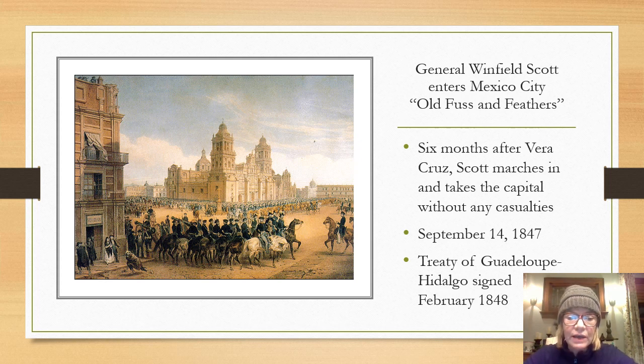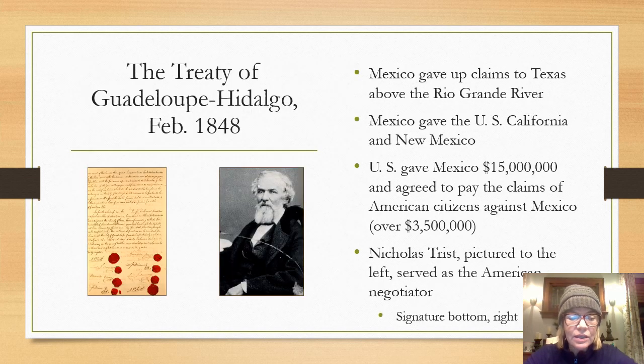So 6 months after Veracruz, he marches and takes the capital, and this was September 14th, 1847, and what they do is they force the Mexican government to sign the Treaty of Guadalupe Hidalgo. And this is a copy of the treaty right there with Nicholas Trist, our representative. He signed it. So did representatives from Mexico and other locations.